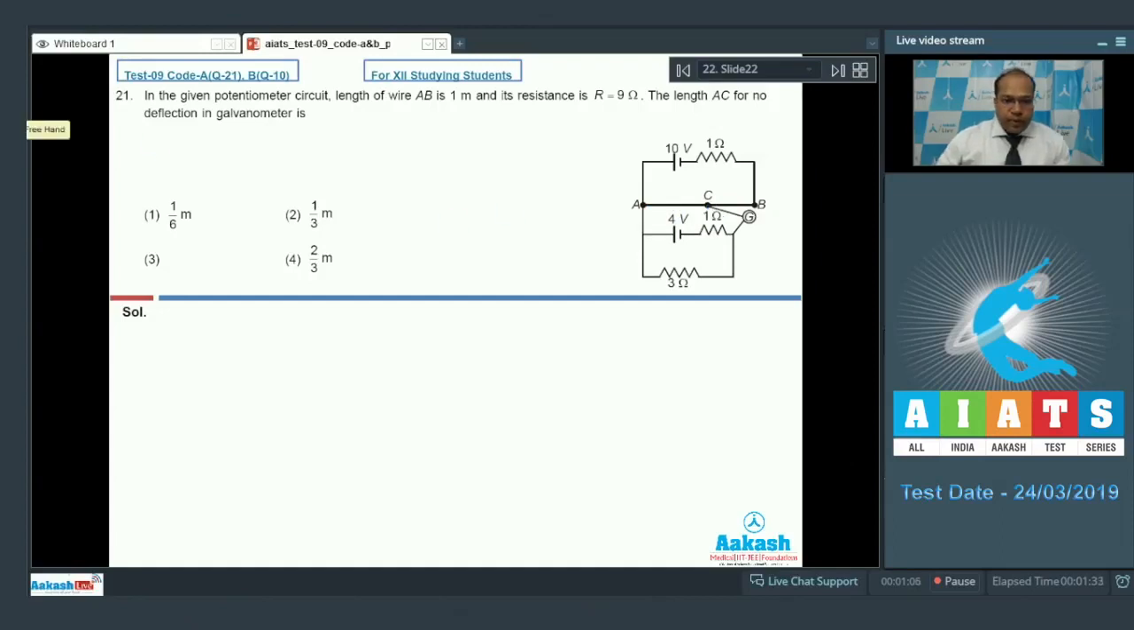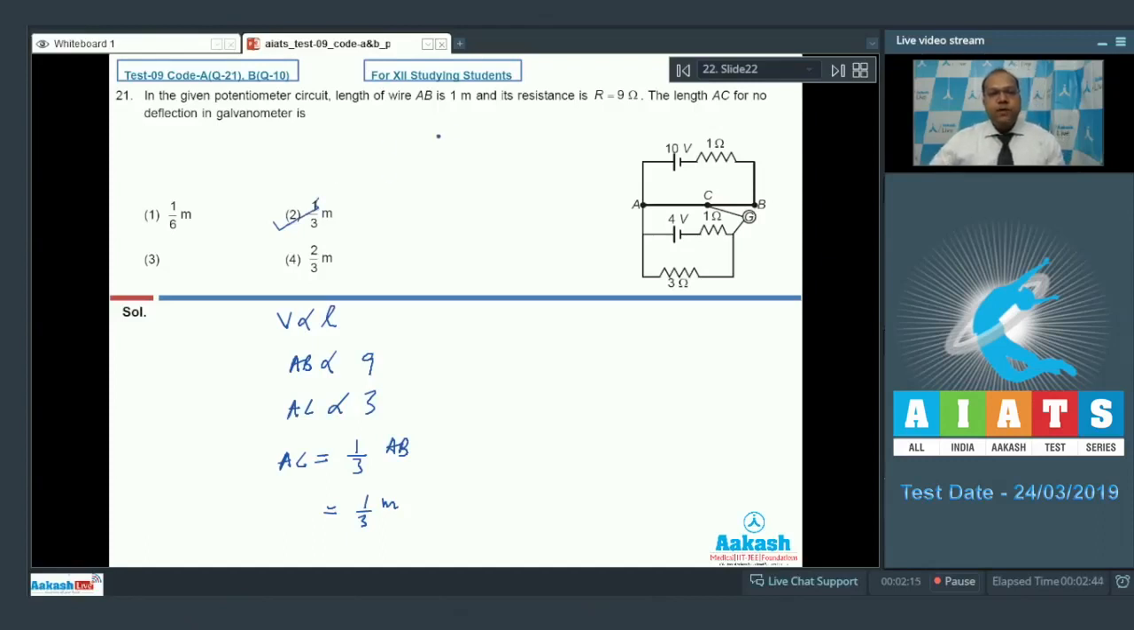So potential difference is proportional to L in case of potentiometer. Since V is proportional to L, so length AB is 1 meter. So AB is proportional to potential difference, that is 9 volt, and AC is proportional to potential difference, that is 3 volt. So AC is equal to 1 by 3 of AB, and the length of AB is 1 meter, so the length of AC is 1 by 3 meter. So option 2 is the correct answer.